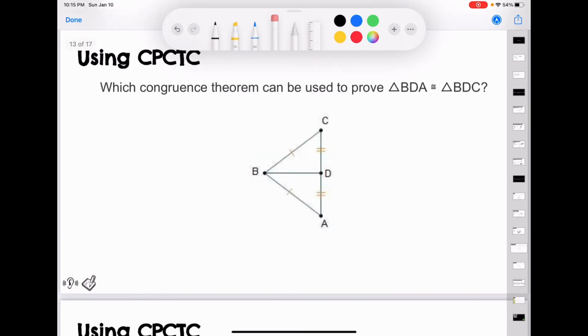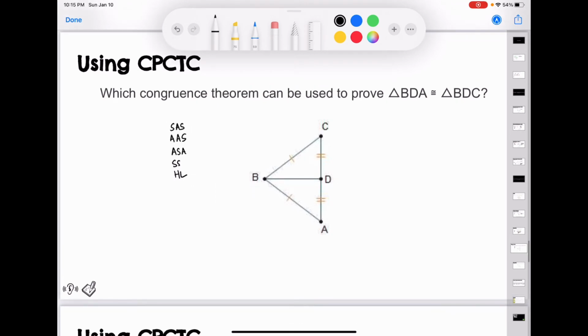Let's look at another example. Here we said using any congruence theorem, which congruence theorem can be used to prove that BDA and BDC are congruent to each other? So here are our congruence theorems, and we want to prove that these two triangles are congruent to each other. Well, let's see which theorems we can use.